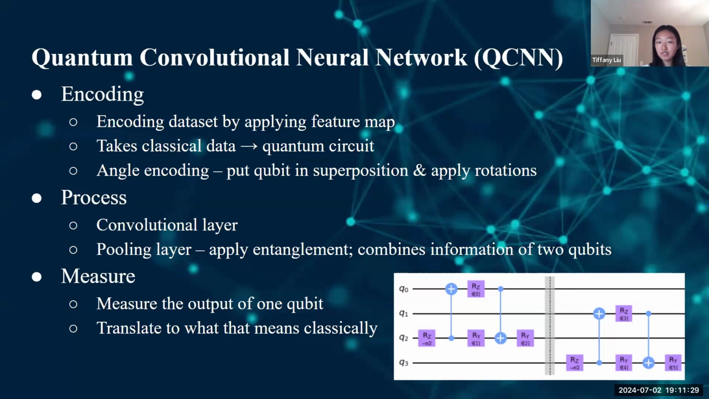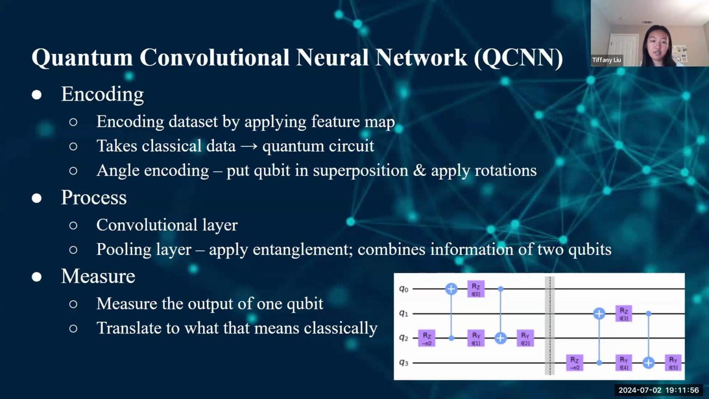So next is the processing step. It's similar to the CNN's hidden convolutional and pooling layers, but it applies gates and entanglement with specific parameters. So the convolutional layer would involve the same feature extraction as the CNN, and the pooling layer would reduce the dimensions of the quantum circuit instead of the image while keeping the same data. So to do this, we encode the information from one qubit to the other, and once we do that, we can disregard the original qubit for the rest of the process.